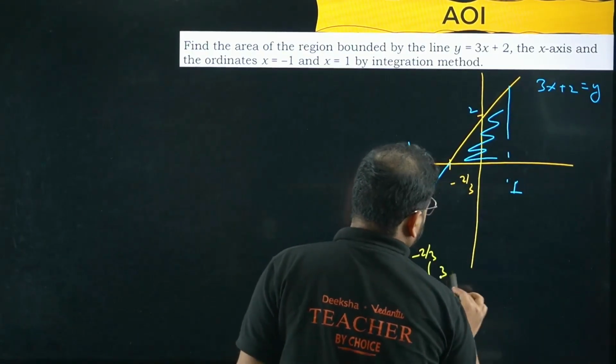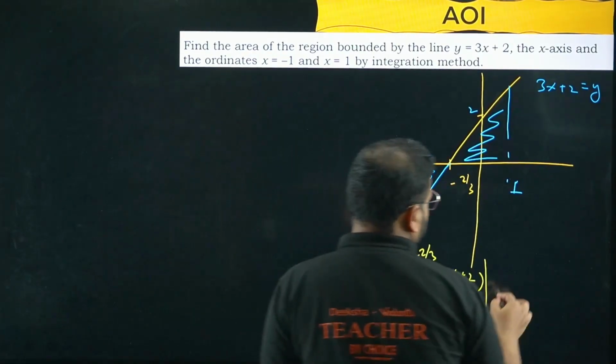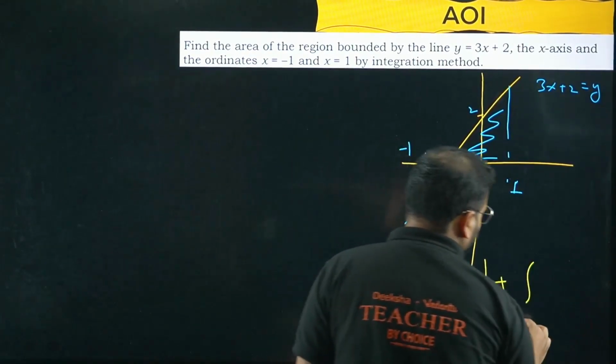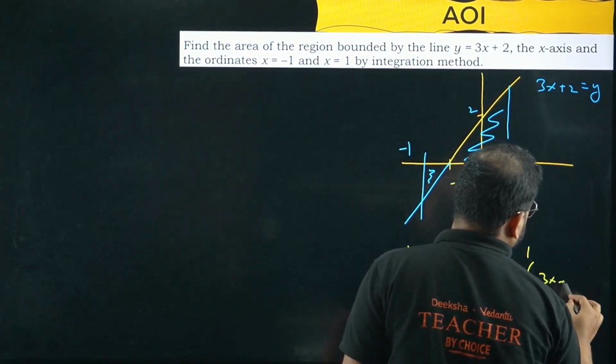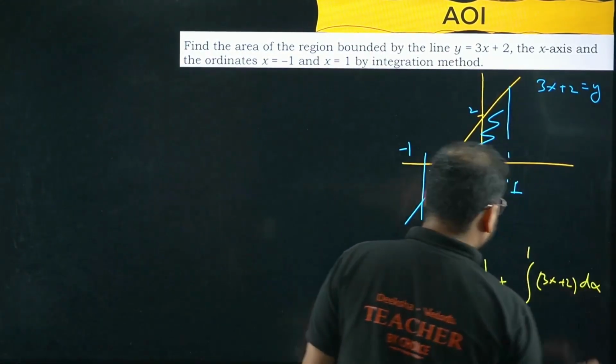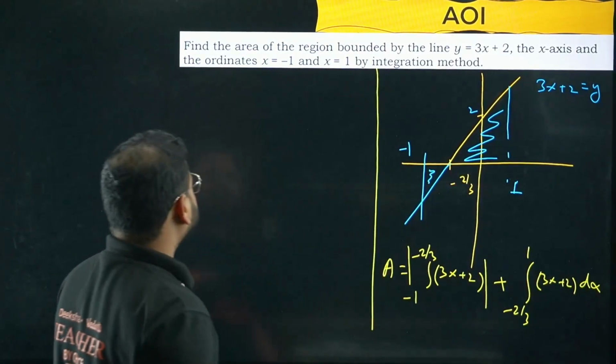Same thing, 3x plus 2 with the modulus. And from the plus sign you get minus 2 by 3 to 1. Same thing, 3x plus 2. No problem over here, no problem on that side. So let's do the integration individually. What I get, please check.